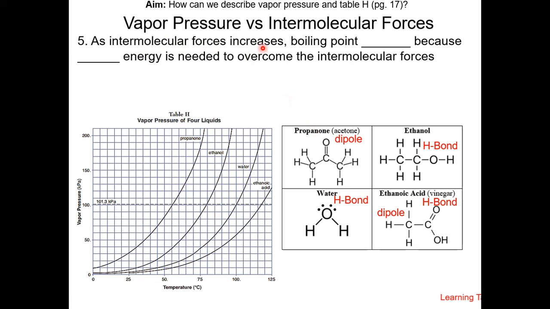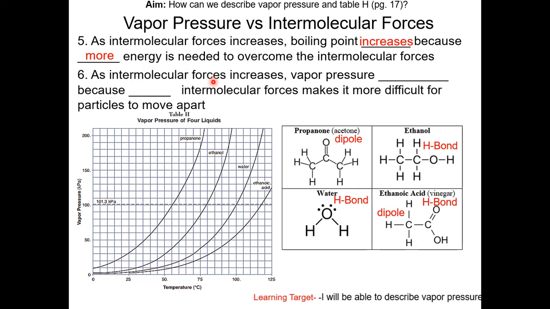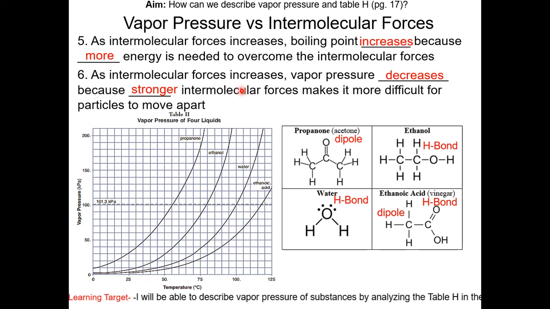As intermolecular forces increase, boiling point increases because more energy is needed to overcome those intermolecular forces. As intermolecular forces increase, vapor pressure decreases because stronger intermolecular forces make it more difficult for particles to move apart.